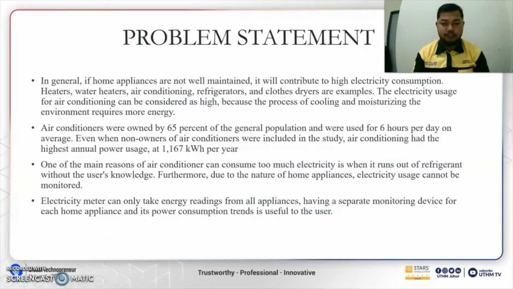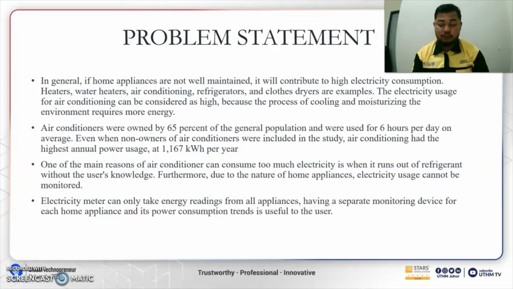Problem statement. In general, if home appliances are not well maintained, it will contribute to high electricity consumption. Heater, water heater, air conditioner, refrigerator and clothes dryer are examples. The electricity usage for air conditioning can be considered high because the process of cooling and moisturizing the environment requires more energy.